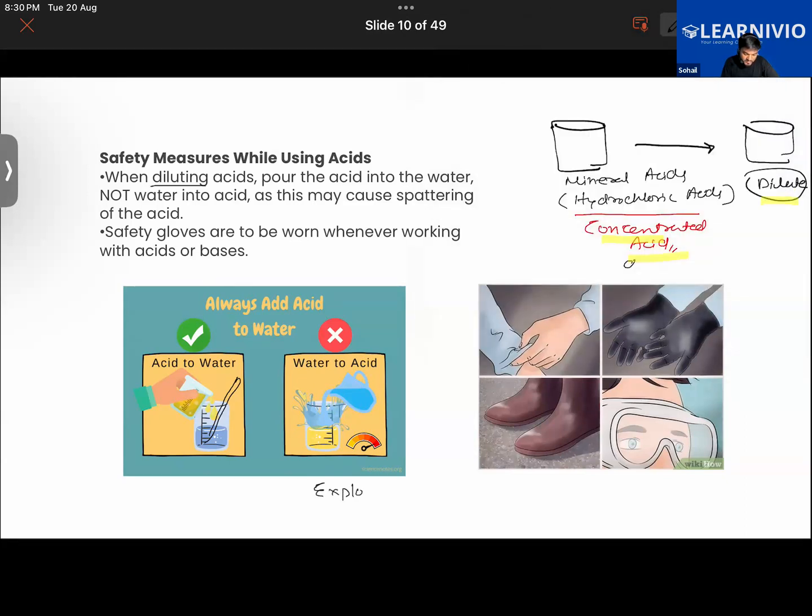Sir, but why? It will be explosive in reaction. But sir, the thing is only the same. Whether we add water to acid or acid to water, sir, the thing will be the same.